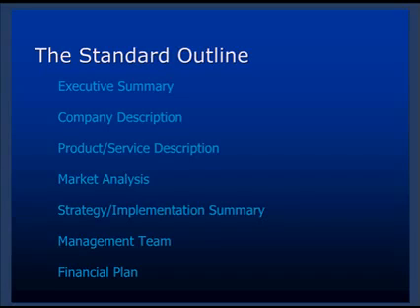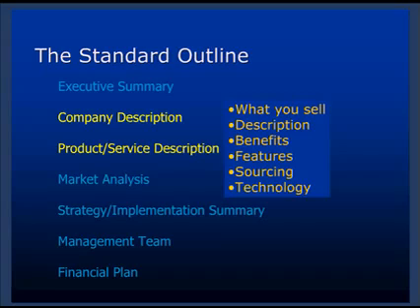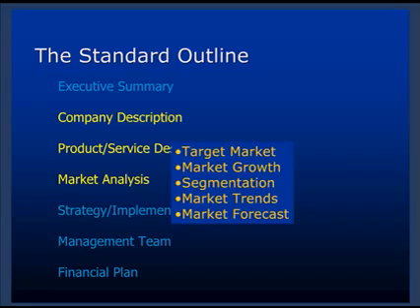Let's look at some standard outline points, beginning not with the first, but the second. The company description will normally include history, ownership, your startup plan and startup costs if you're a startup company. Otherwise, it would have past performance, and then location and facilities. Your description of what you sell, whether it's product or services, is going to include benefits and features and sourcing, and in some cases, technology.